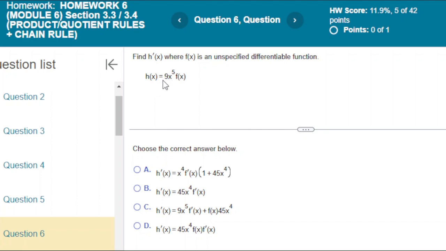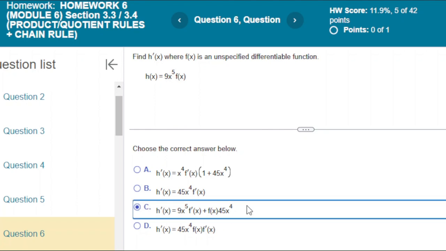Well, you do the first function, 9x to the fifth, times the derivative of the second. So we'd have 9x to the fifth times really f prime of x. Right, so notice that's what we have here, 9x to the fifth times f prime of x, plus the second function, so f of x, times the derivative of the first, so 45x to the fourth. So notice our answer here is C. Okay, we used the product rule there to take the derivative.